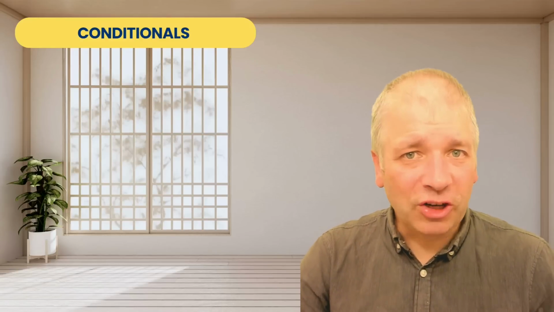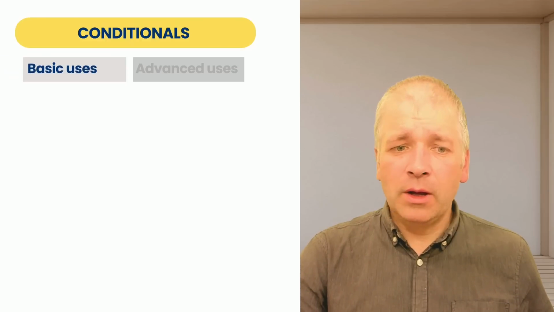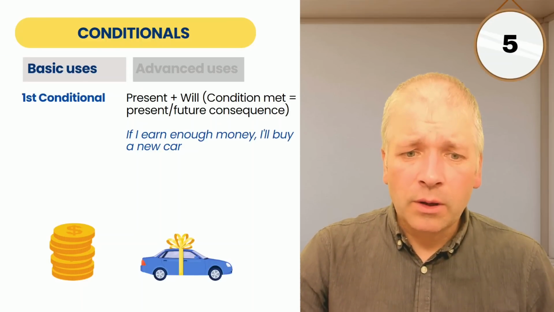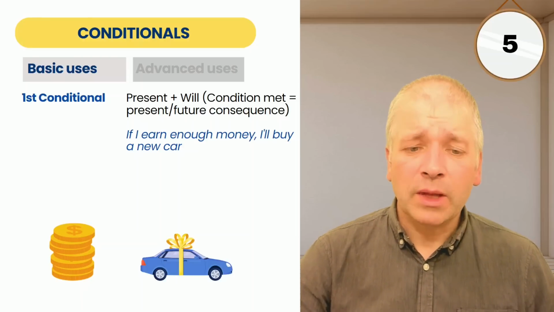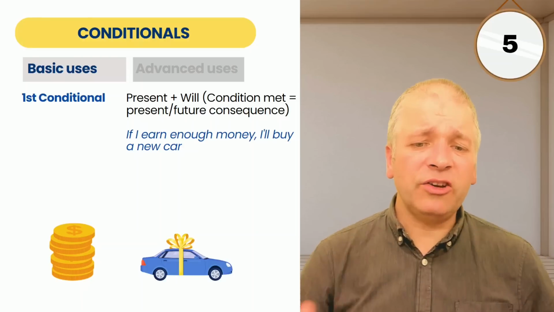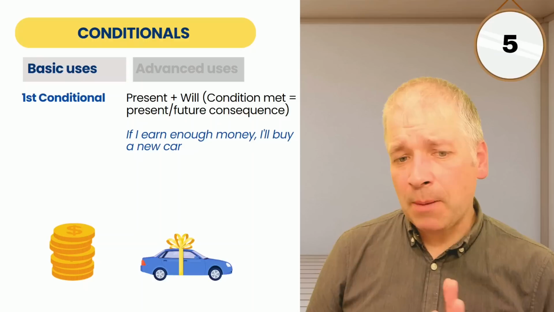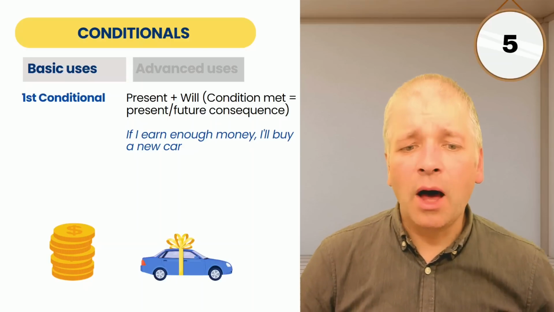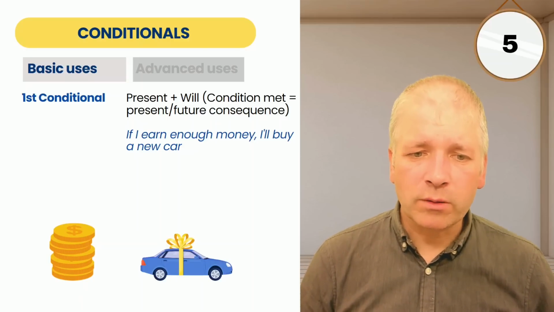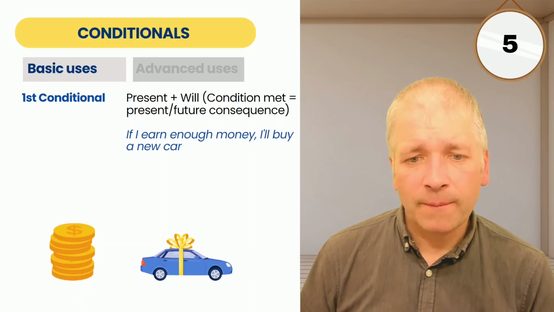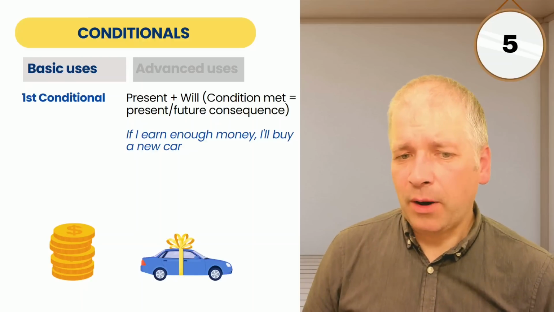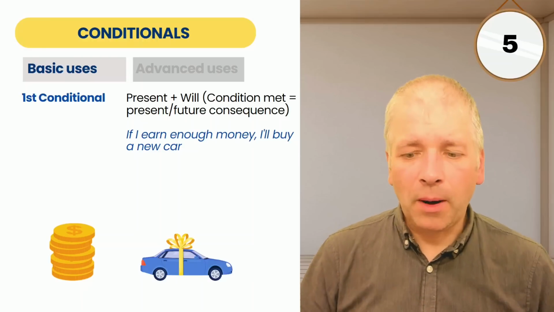And finally, conditionals. Conditionals use tenses in different ways for different purposes. Here are the basic uses, which generally include the first conditional. The main reason for using the first conditional is to say a condition. If a condition is met, there will be a present or future consequence. For instance, if I earn enough money, I'll buy a new car. So the present simple is in the first part. The condition, if I earn, and will is in the second part, the present or future consequence. I'll buy a new car.